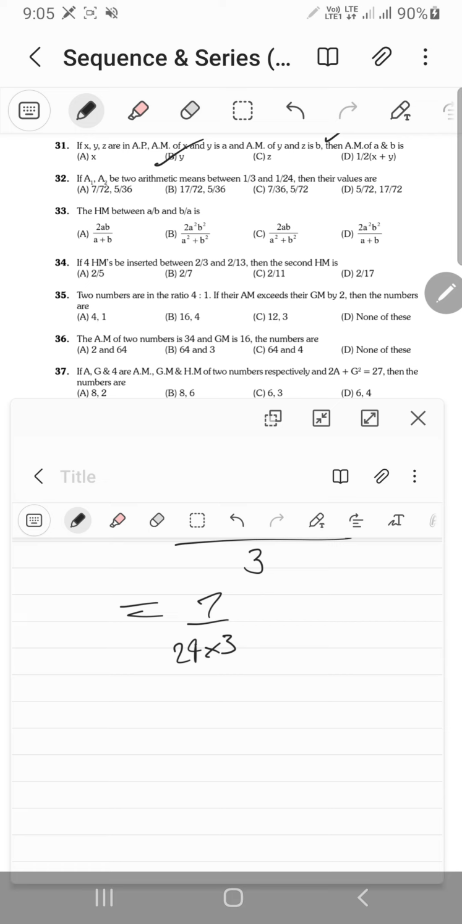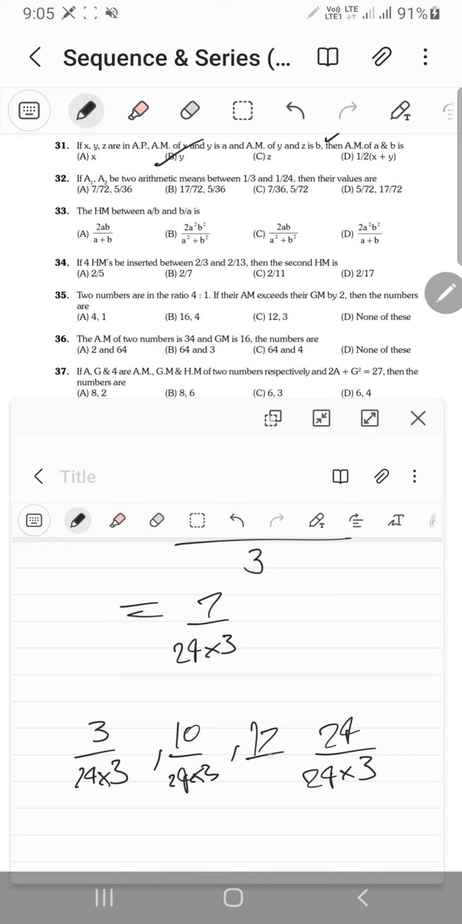1 by 24, that will be written as 3 upon 24 into 3, and 1 upon 3, that will be written as 8 into 3. So it's like, okay, this is bad. 24 upon 24 into 3, fine. And then the difference is 7, so this will be 10 upon 24 into 3, and then 17 upon 24 into 3. Cool. The values are this and this. These are the AM values.